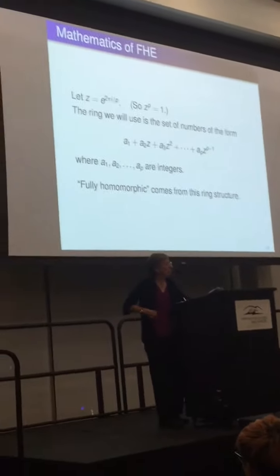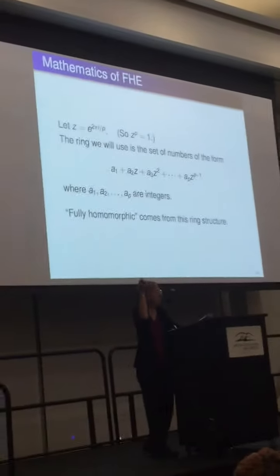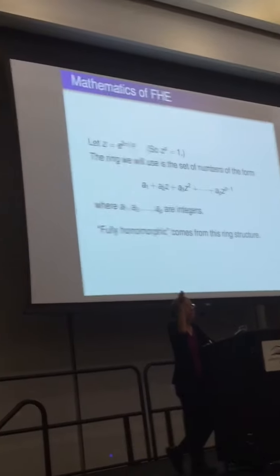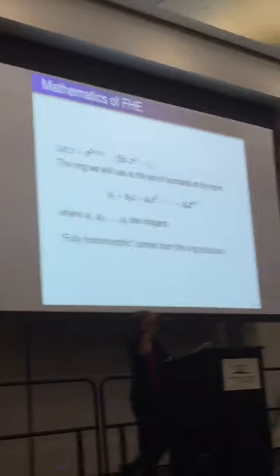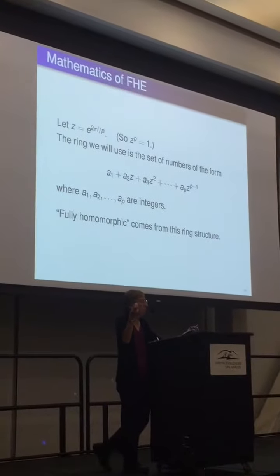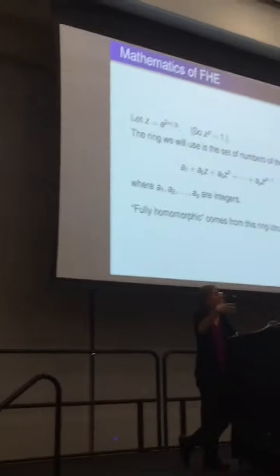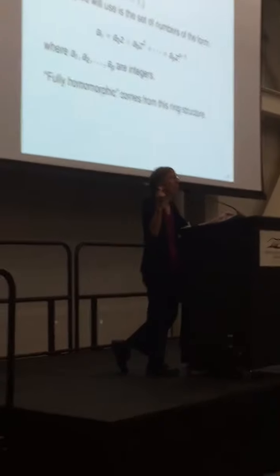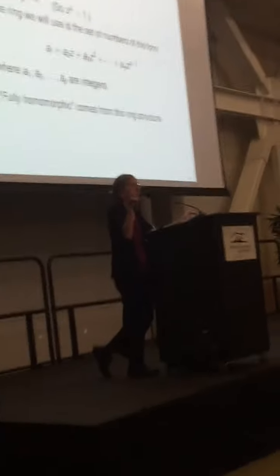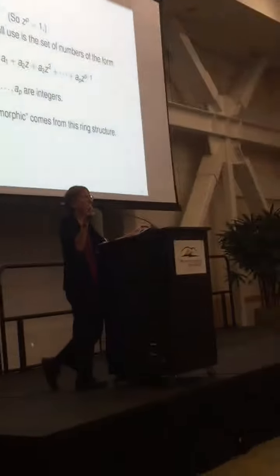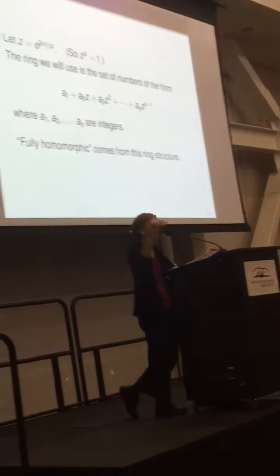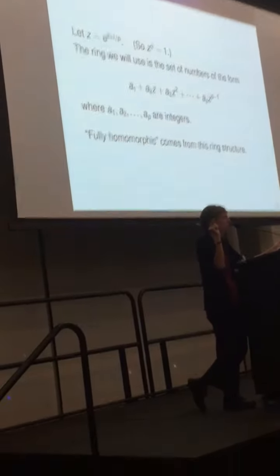So I'm going to take a particular complex number. I'm going to fix some positive integer p, and we're going to take e to the 2 pi i over p. So it's a complex number that has the property that if you multiply it by itself p times, in other words, you raise it to the power of p, you just get the number 1. That complex number I'm going to call z. If you're looking in the complex plane, it's sitting on the unit circle.